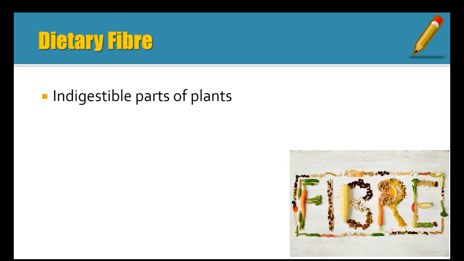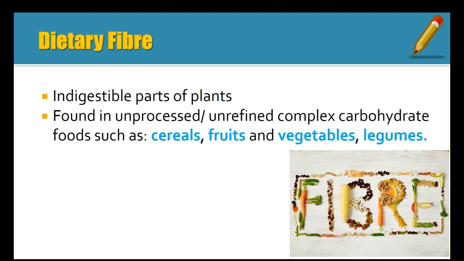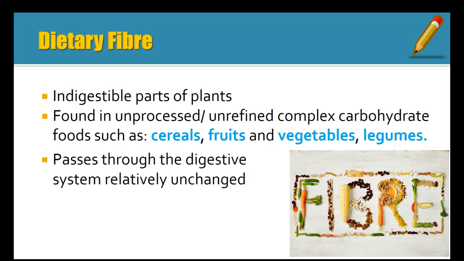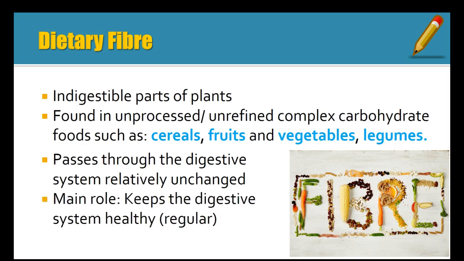So dietary fibre is another type of complex carbohydrate, and it's the ingestible part of plants, and it's found in unrefined or complex carbohydrates such as cereals or fruits, as well as vegetables and legumes. And it passes through the digestive system without much of a change. Its main role, though, is to keep the digestive system healthy, to allow regular movement of food through the digestive system. So it is incredibly important for your digestive health.